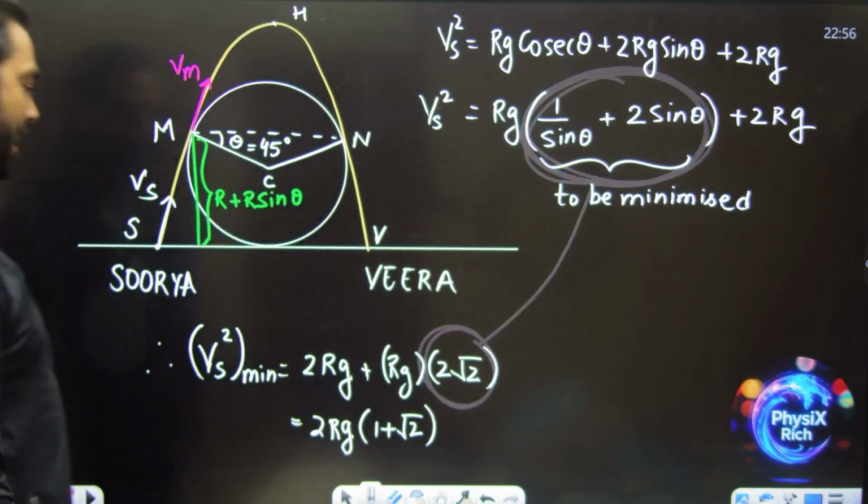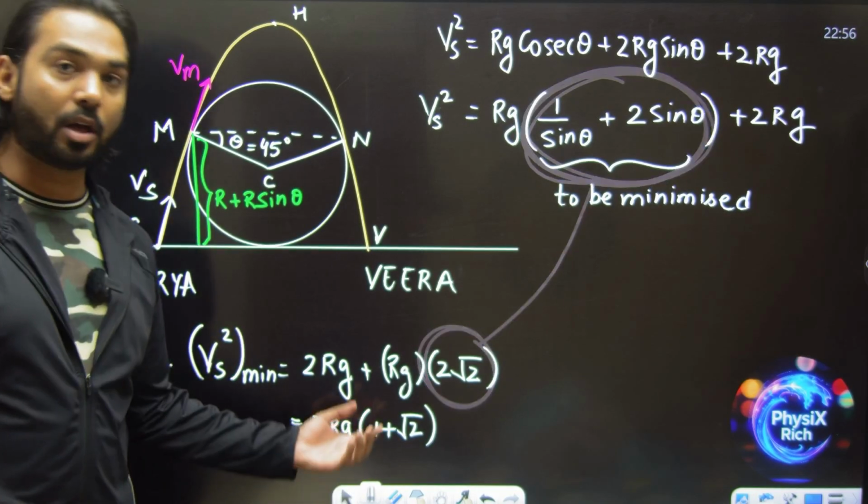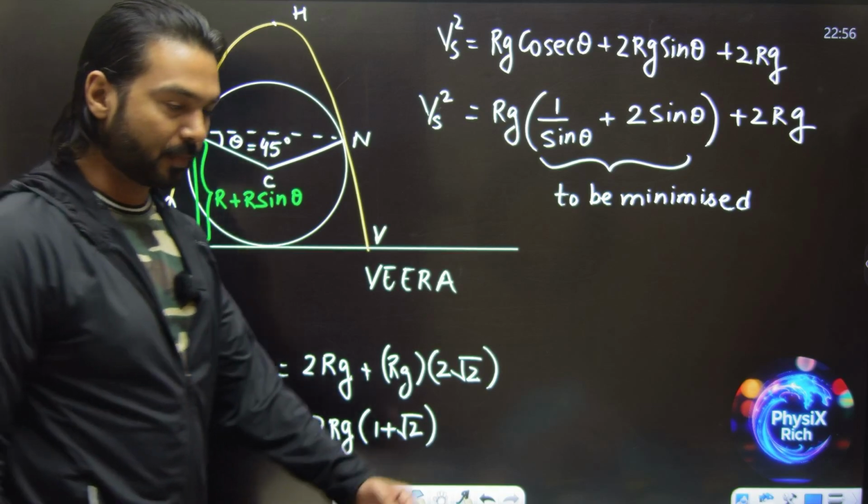So what do I get? I get the Vs square minimum value, which is 2rg (1 plus root 2). Now that is itself our answer. That's it. Problem solved.